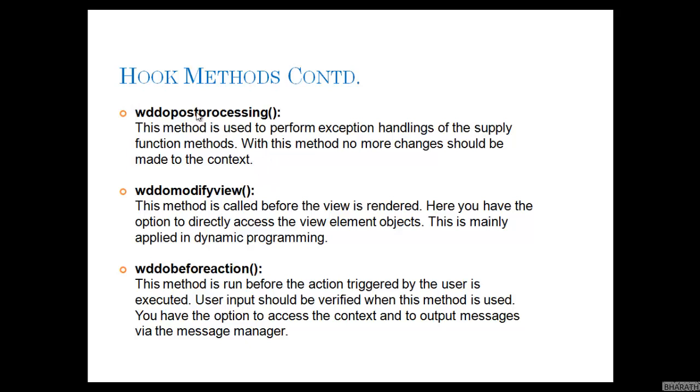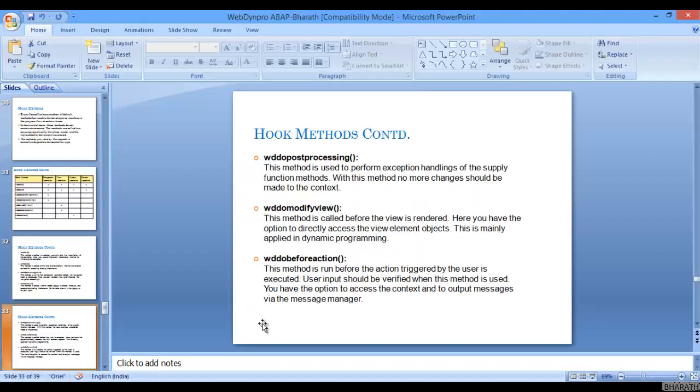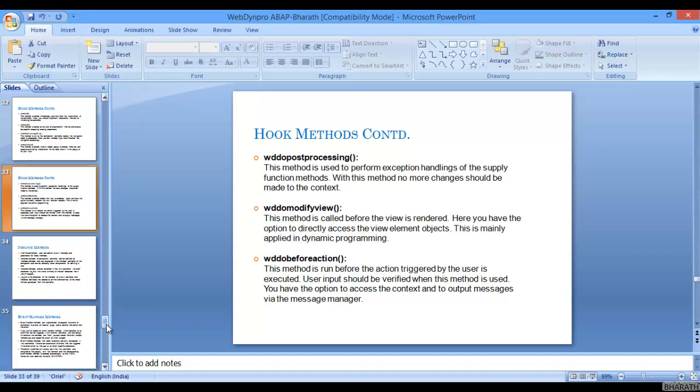WDD modify view: this method is called before the view is rendered. Here you have the option to directly access the view element objects. This is mainly applied in dynamic programming. The last one is WDD before action. This method is run before the action triggered by the user is executed. User input should be verified when this method is used. You have the option to access the context and to output messages via the message manager. If you want to perform any validations before the actual action method gets executed, you can write the required code in WDD before action.